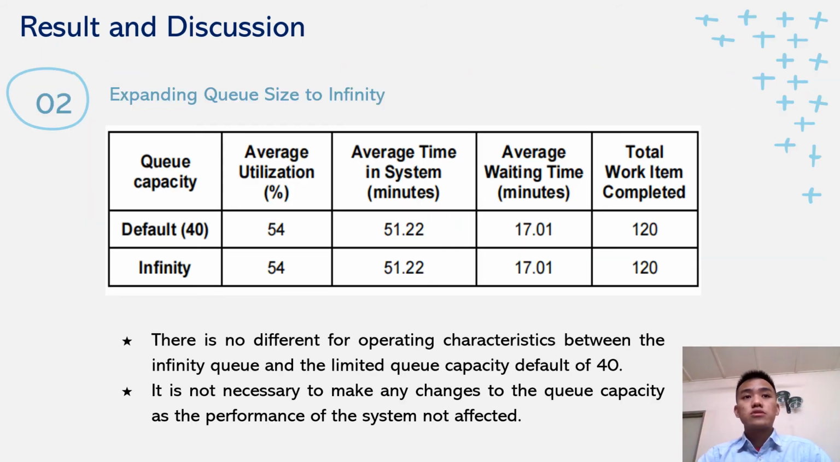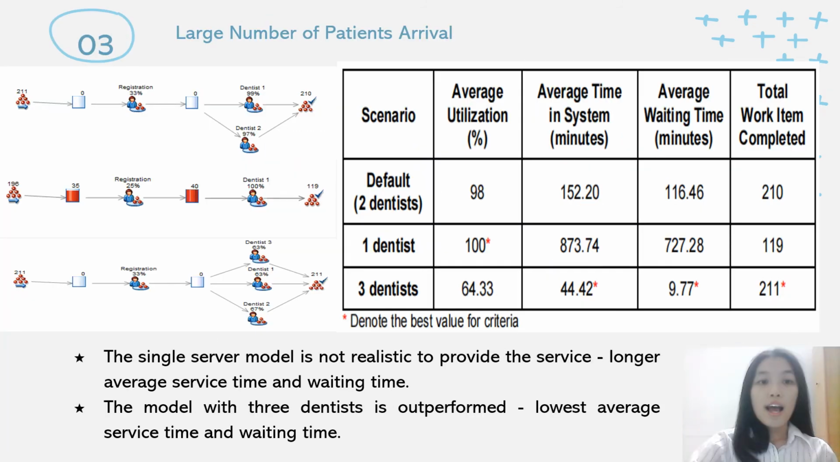The second scenario is expanding the queue size to infinity. Based on the table, we can see that there is no difference in the operating characteristics between the infinity queue and the limited queue of 40. This means it is not necessary to make any changes to the queue capacity, as the performance of the system is not affected.